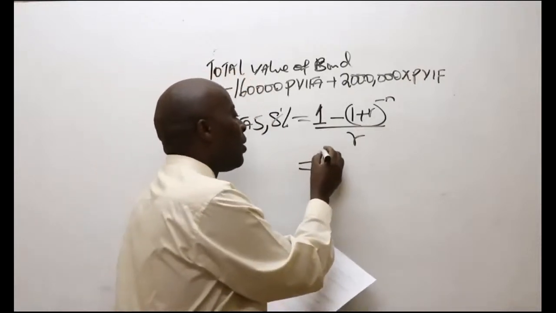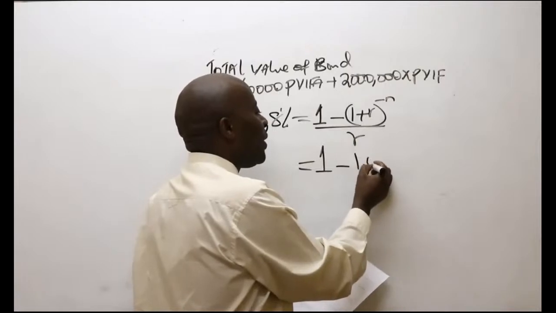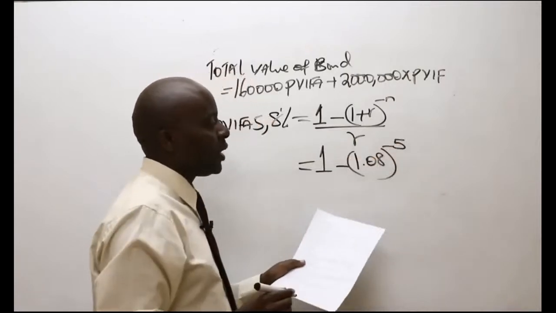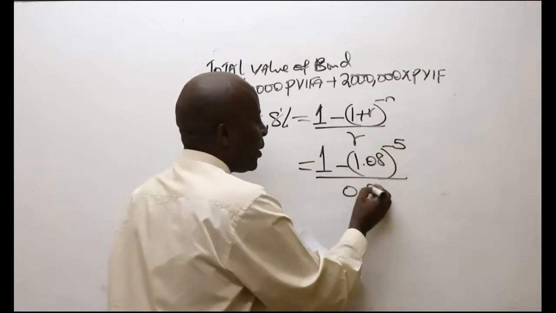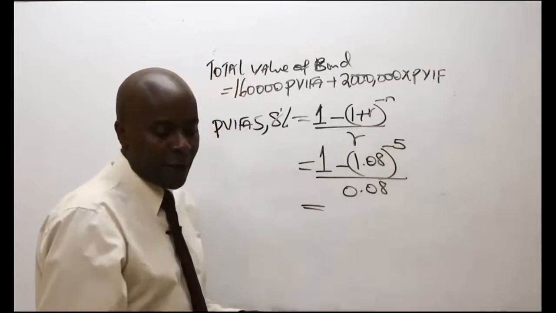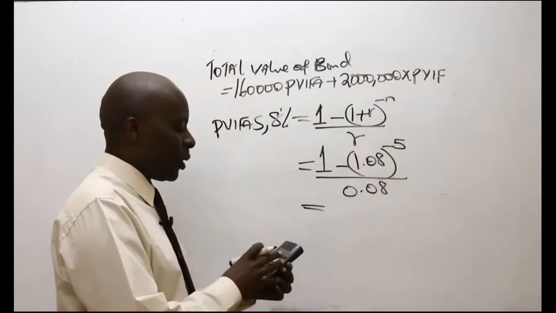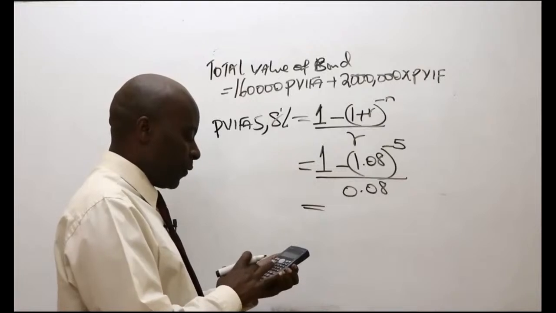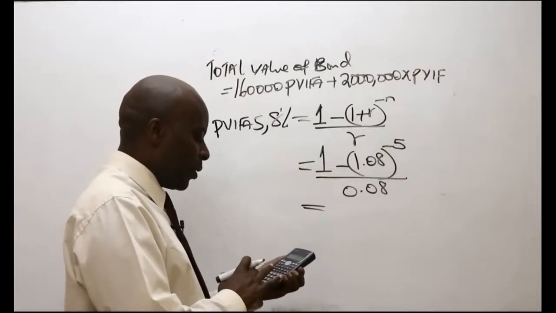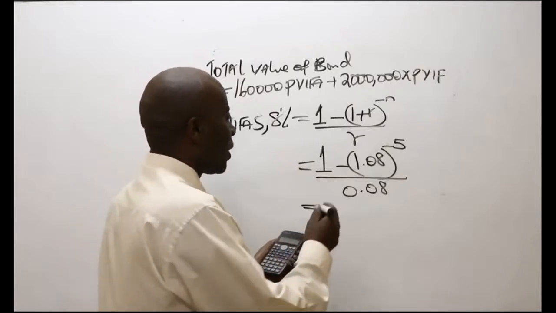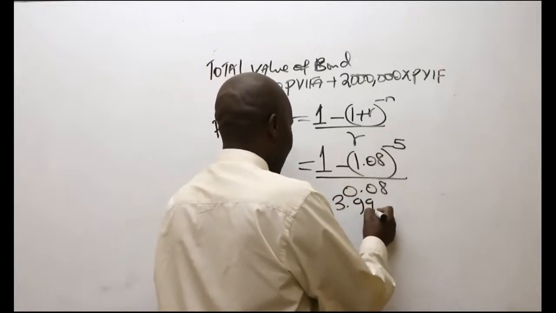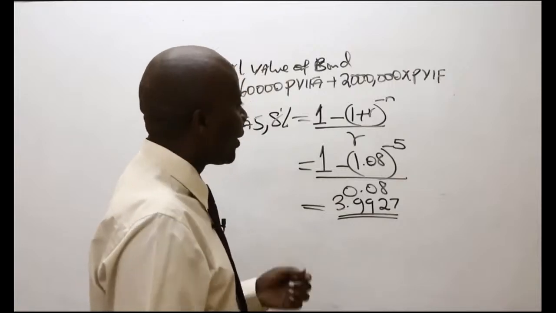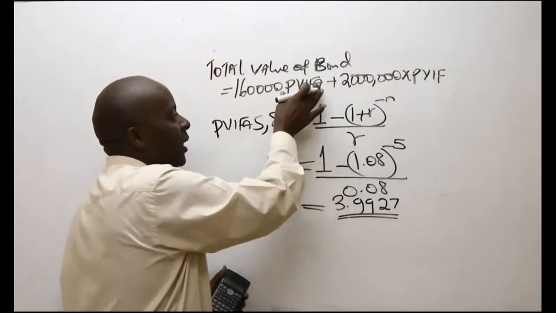So then this will be 1 minus 1.08 raised to negative 5, where n is 5 years, divided by 0.08. Please give us a figure there. This will end up giving us 3.9927. So this is the figure that I'll plug in here.